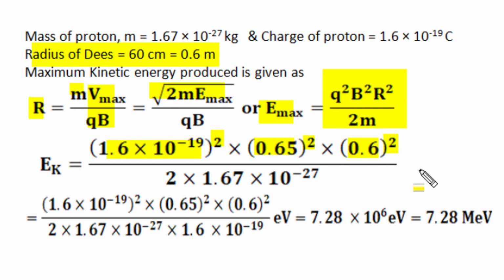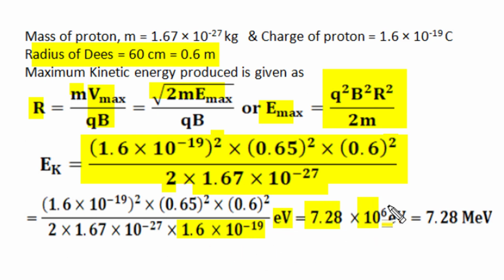So q square B square r square divided by 2 times the mass of proton, 1.67 into 10 to the power minus 27, and this mathematical expression gives kinetic energy in joule. To convert that joule energy into eV, we divide it by the electronic charge, and we get energy in eV, and this comes as 7.28 into 10 to the power 6 eV or 7.28 MeV. Such a cyclotron can accelerate protons up to 80 MeV energy level if the radius of D is higher or the working magnetic field is stronger.